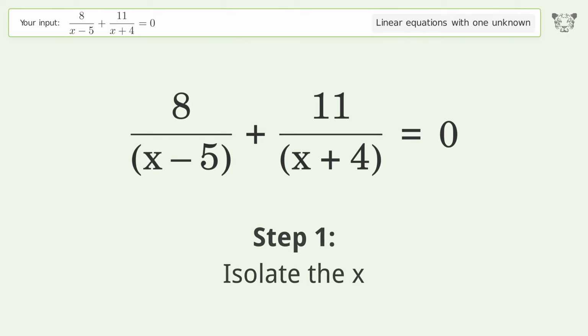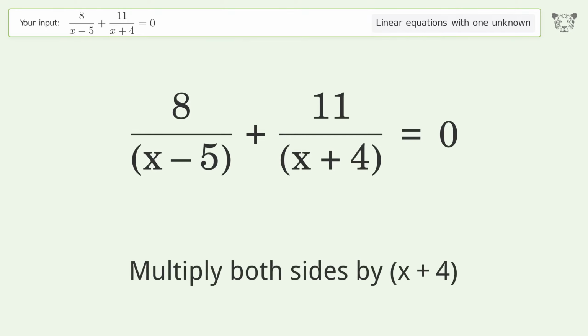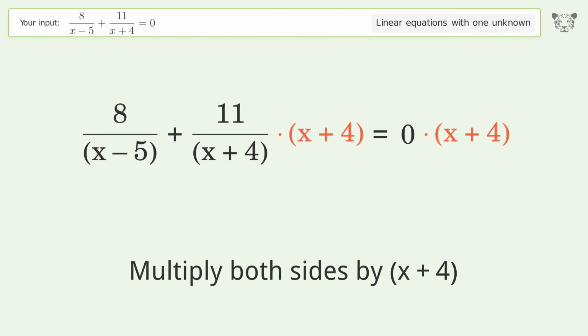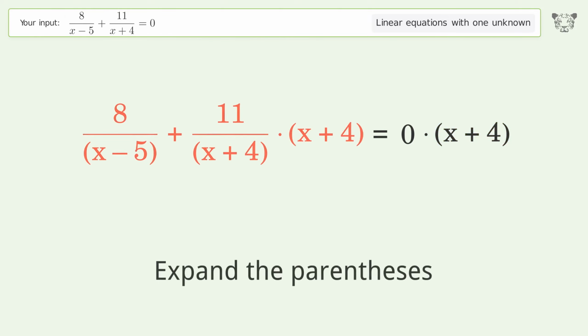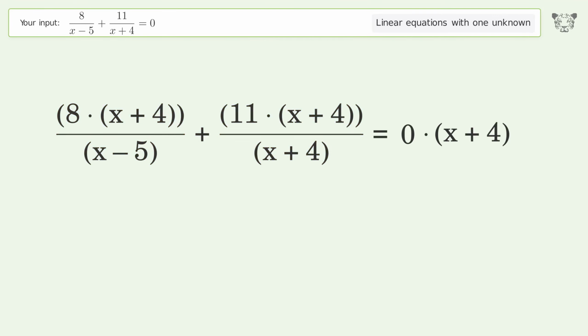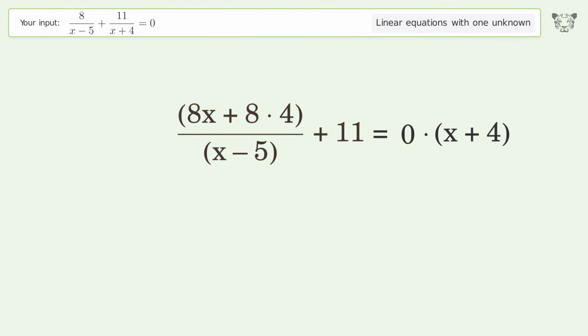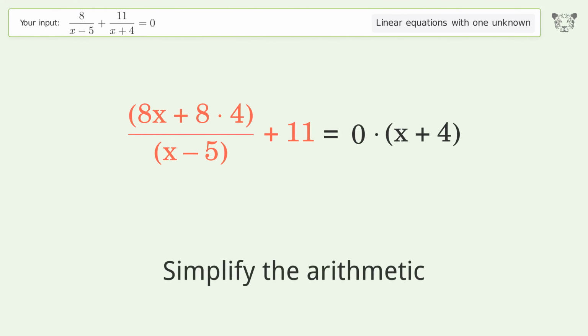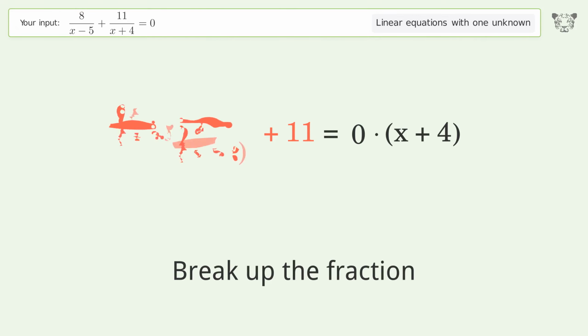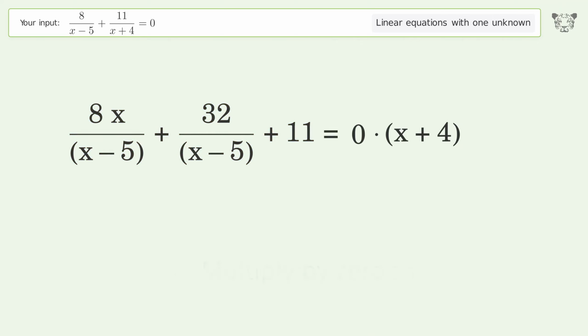Isolate the x. Multiply both sides by x+4. Expand the parentheses. Simplify the arithmetic. Break up the fraction. Multiply by 0.